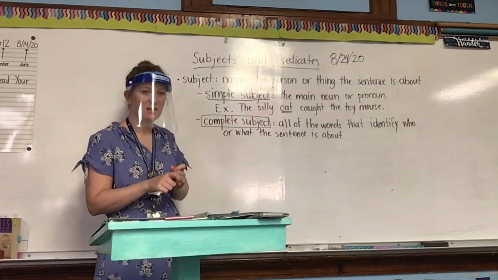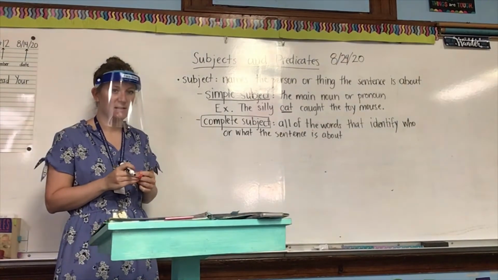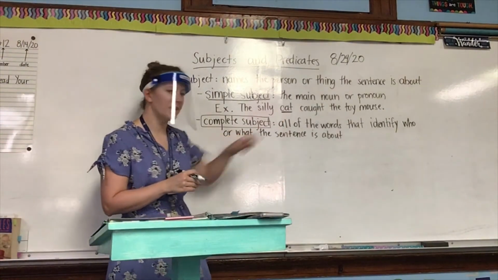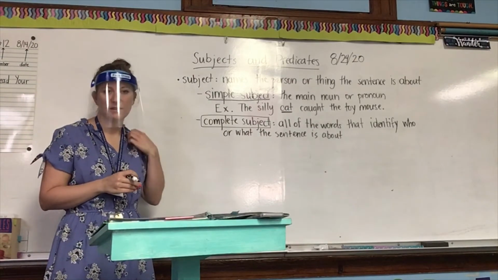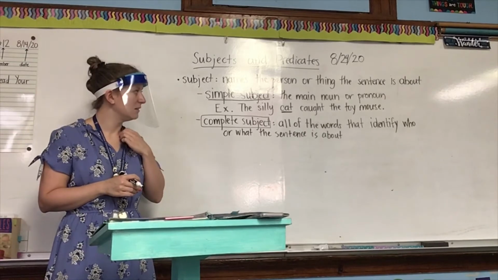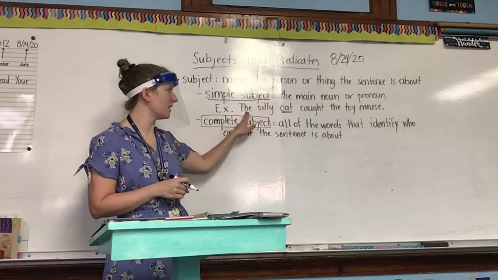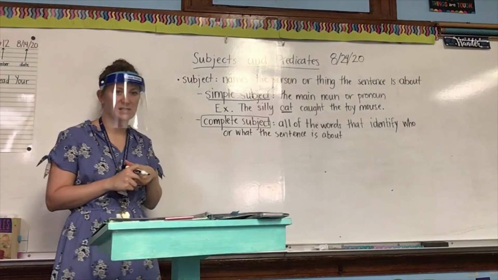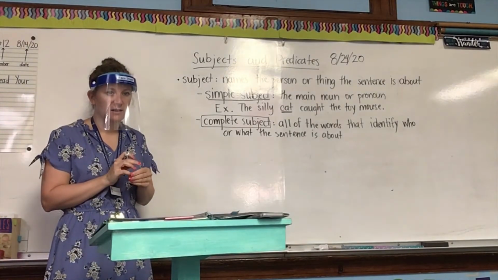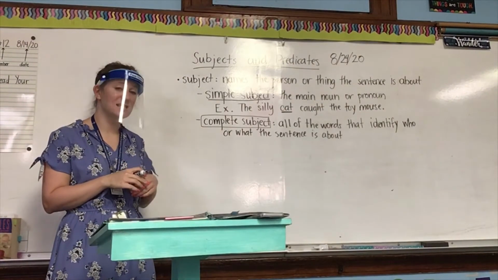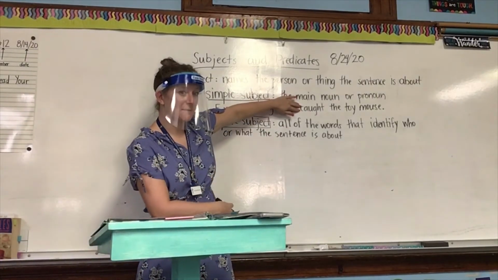Zari? What do you think the complete subject is? It does include the word cat, but it includes some other words too. The cat. Not just the cat. We know the is part of the complete subject and cat is part of the complete subject. But what else tells anything about the cat? Likes a toy mouse. Is that a subject though? Is that who or what? Or is that something different?